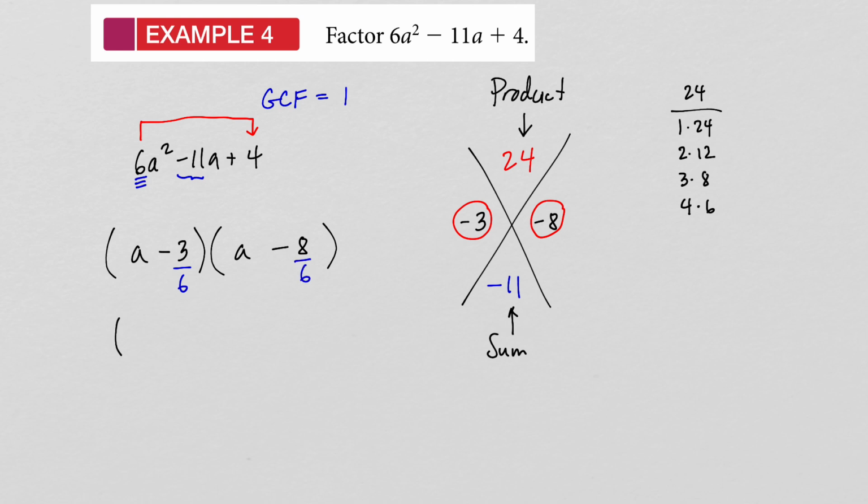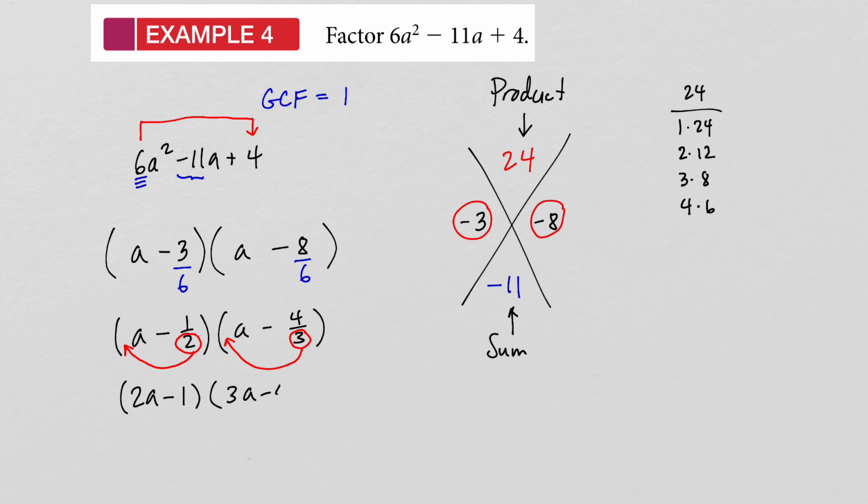Next step, I'm going to reduce. So negative 3 divided by 6 is the same as negative 1/2. And negative 8 divided by 6 is negative 4/3. Once I have those reduced, the last step is very simple. We take this denominator here and we move it in front here. Same thing on the other one. And when we do that, we end up getting 2a minus 1 multiplied by 3a minus 4. And I will leave it to you, but if you multiply this out, you will see that you end up getting exactly what you had in the beginning. And this is what we call the magic X method.